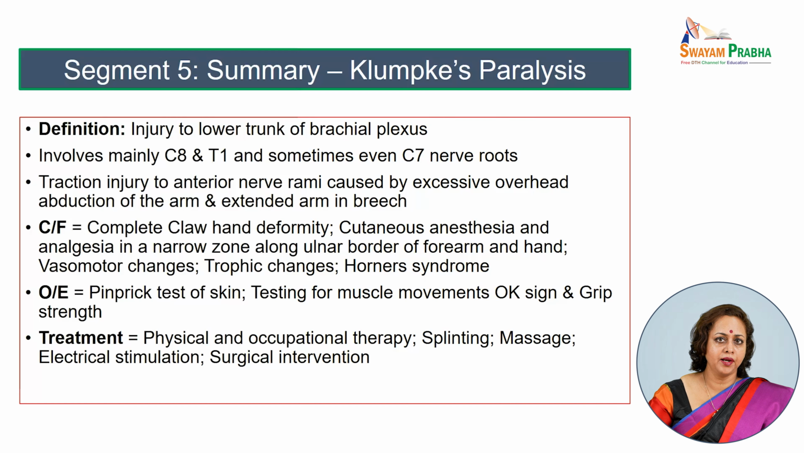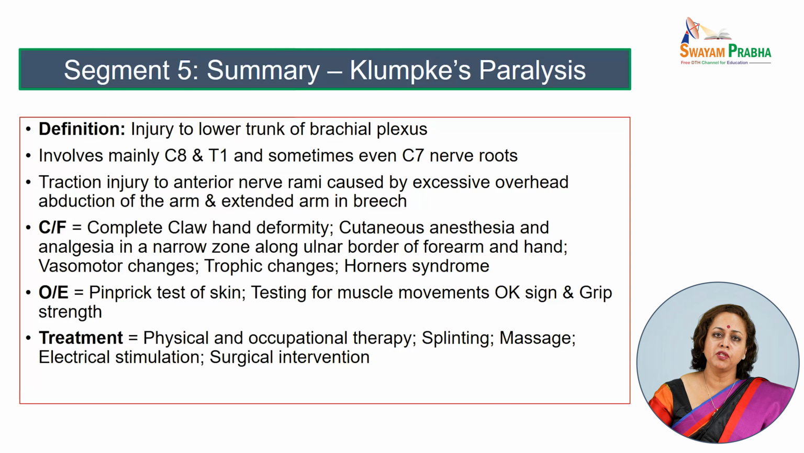What are the clinical features? First, complete claw hand deformity, cutaneous anesthesia along the inner aspect of the arm, lower arm, forearm and hand, analgesia along that region of hand and forearm, vasomotor changes we spoke about, long-term trophic changes after some months, and of course the Horner syndrome. On examination, there is the pinprick test of skin. There is testing for muscle movements like doing the OK sign and performing the hand grip. So there you see the defect of the claw hand formation.